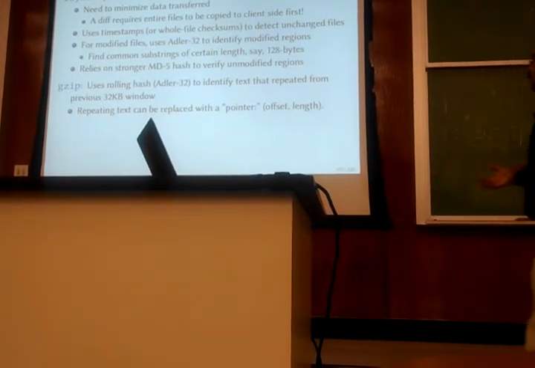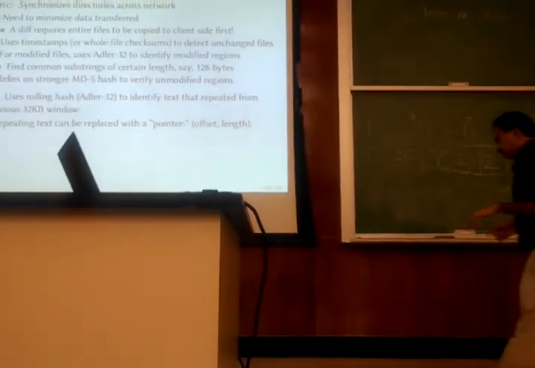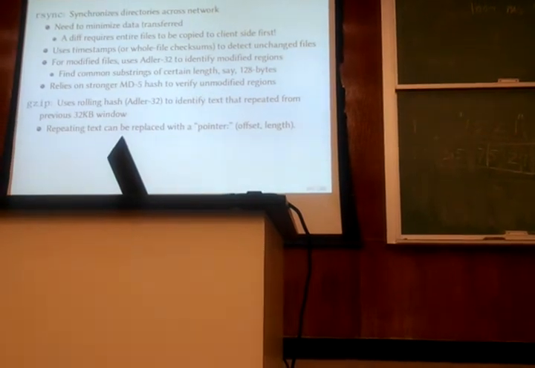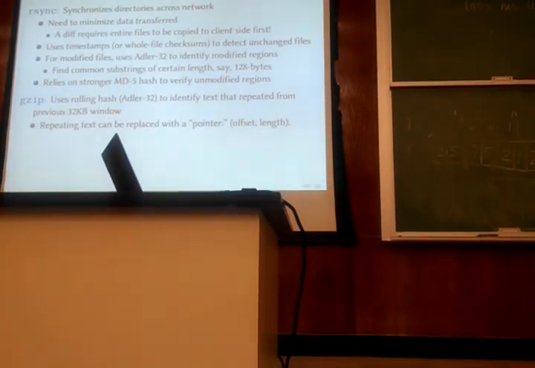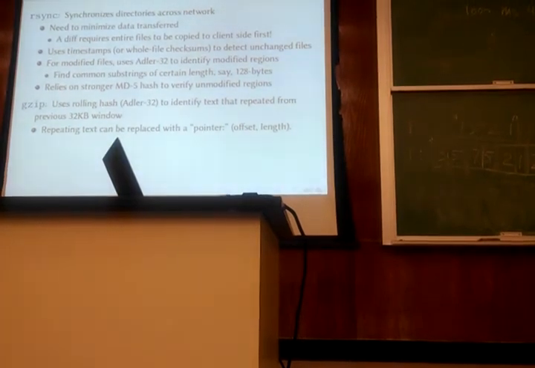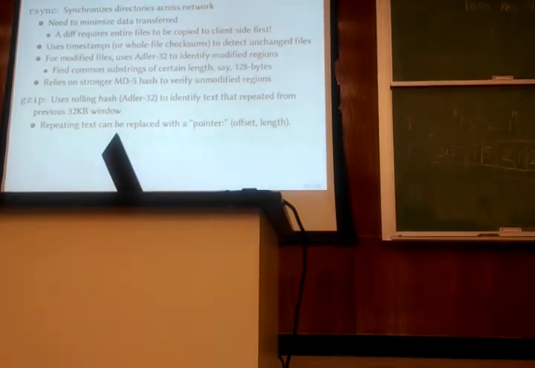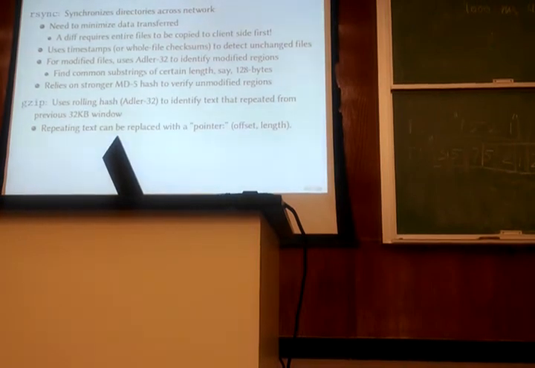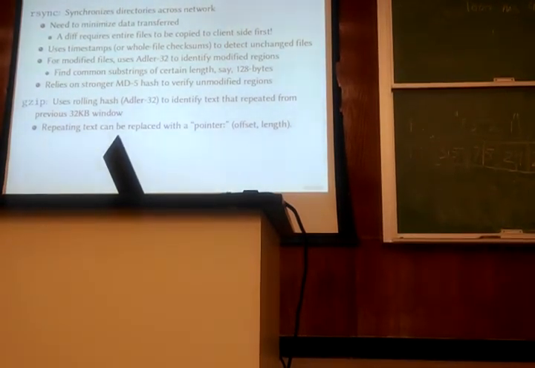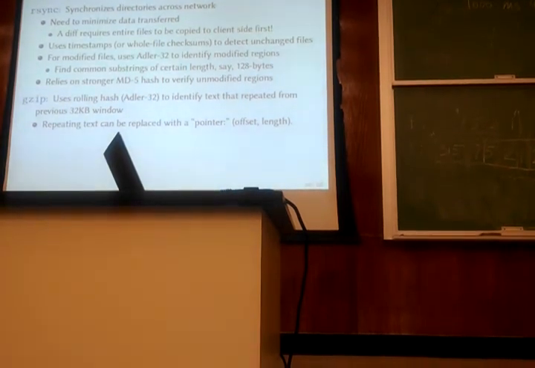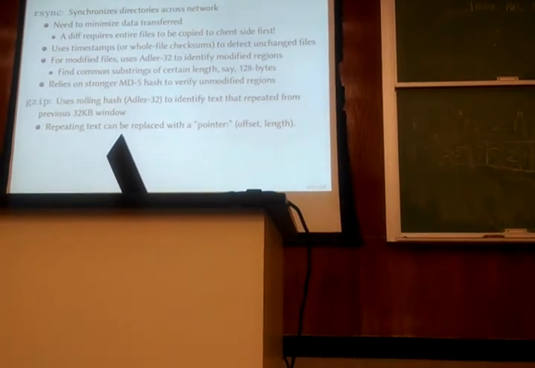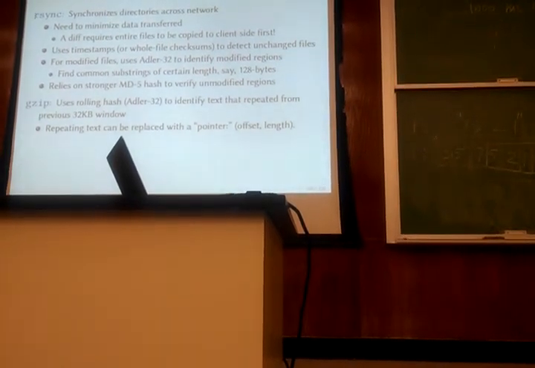Okay. So instead of computing a fingerprint on the entire file, it constructs windows of length 128, right? So it takes the file, breaks it up into 128 byte windows, and then takes the fingerprint for the first 128 bytes, sends it over to the other side. The second 128 bytes, sends it over to the other side. Okay?